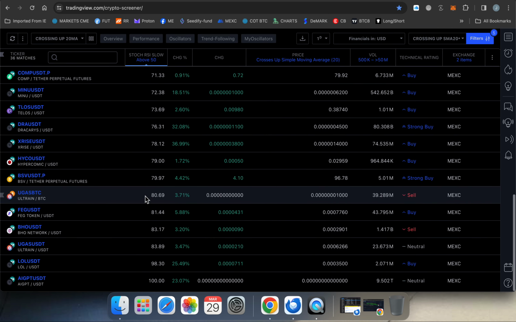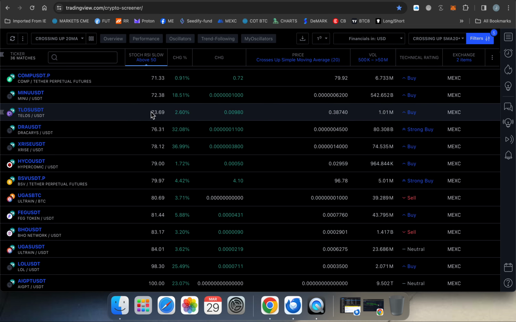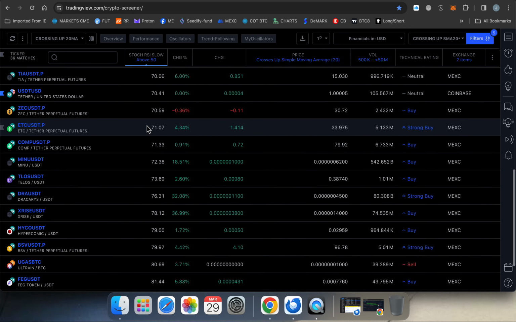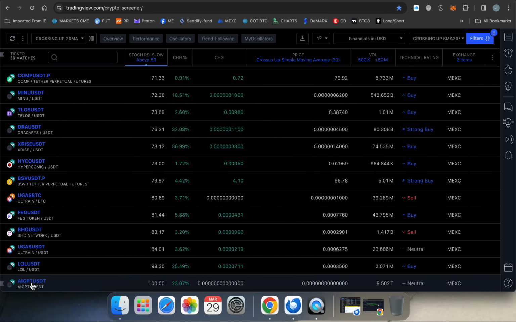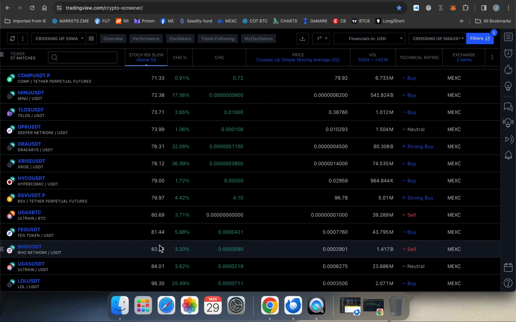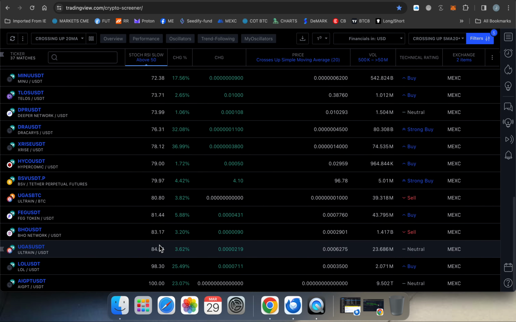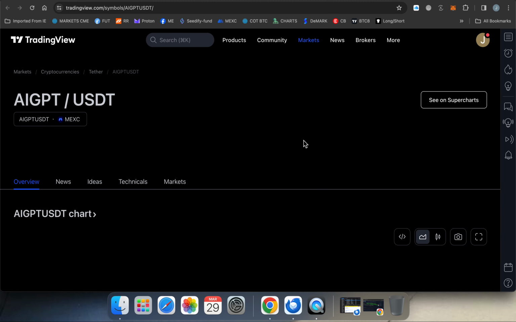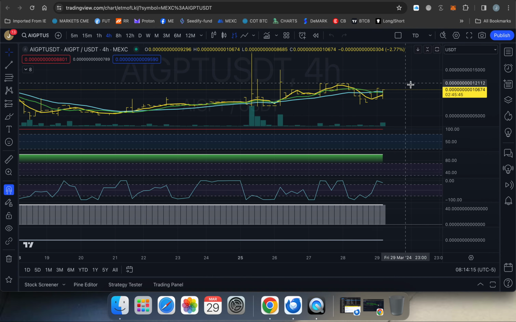Ideally, 50 to, I'd say 70, maybe 80. But like this one here, this AI GPT, you're already at 100 stochastic RSI. So that thing may have already kind of run its course. I mean, it could still go up. It could still go up more. I mean, obviously, it has to have a lot of momentum to do that.